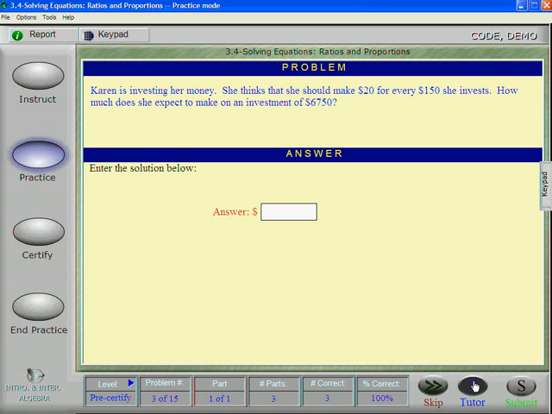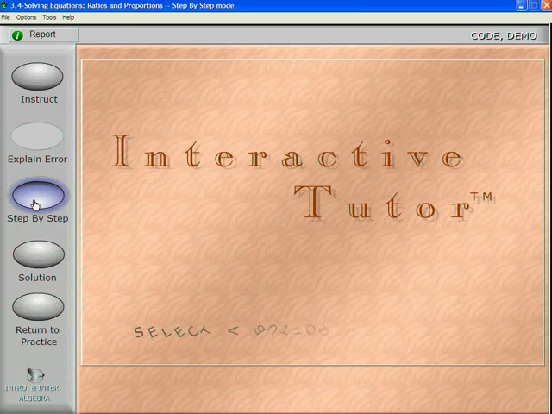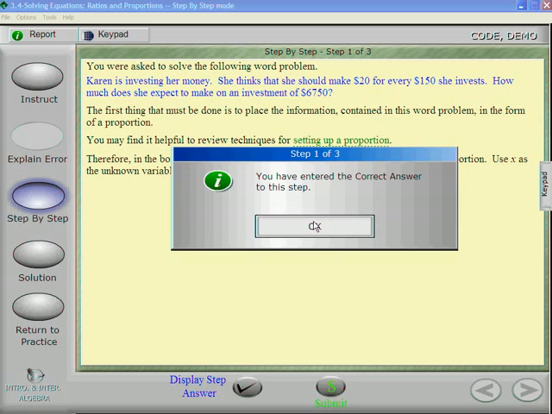The tutor mode should direct us in a similar way to what I've just described. So we'll do the step by step. They might take it in pieces. Nope, there it is right there. So we can say 20 is to 150 as X is to 6,750. Let's submit that. Okay.